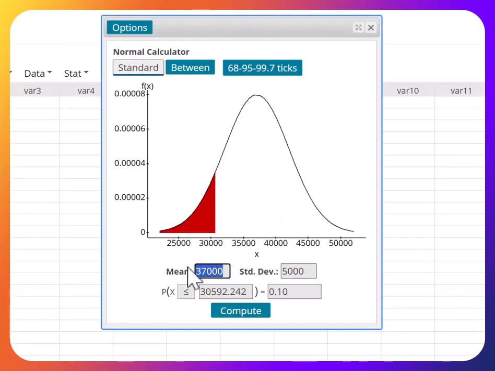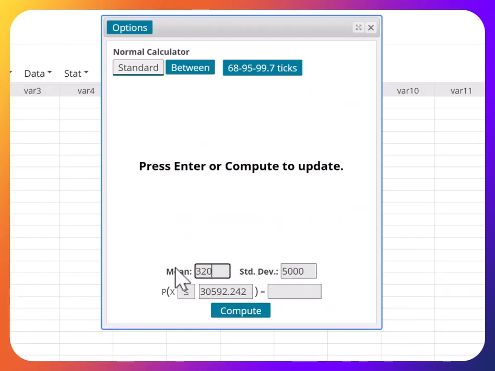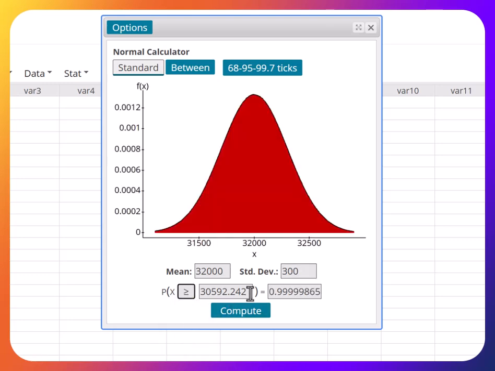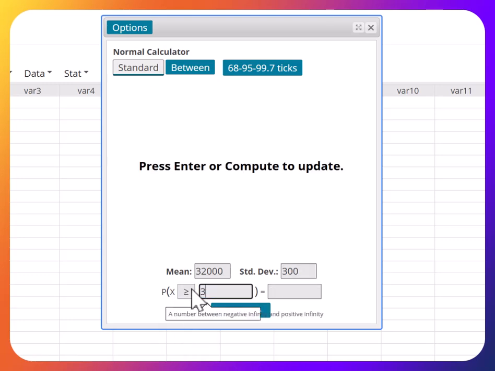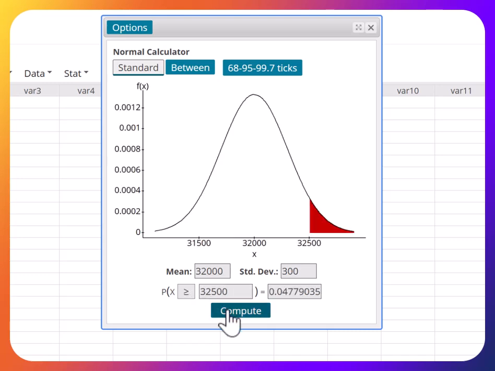So, 32,000, sorry, 300 greater than 32,500. Actually, if I could change this x, I could put the bar on top of it, but this program doesn't allow me to do anything here. So, hit compute, and that's the answer.